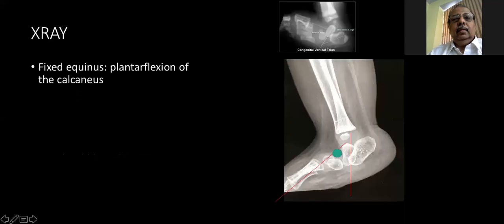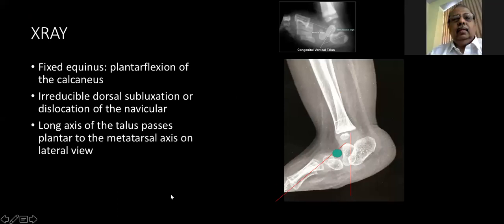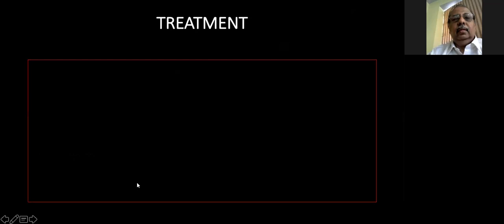So this is what is happening, the fixed equinus. You can see the calcaneum is in equinus. Irreducible dorsal subluxation. So here the talus is pointing downwards, and this is the navicular, which has not been ossified. It is lying dorsally. So the long axis of the talus, the Meary angle, that is the talo-first metatarsal angle, you find that usually it is 0. See how much it has produced, how much is the angle here.